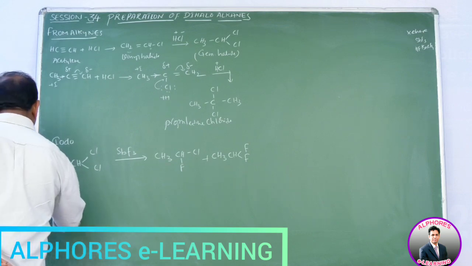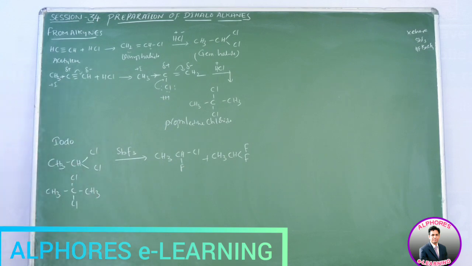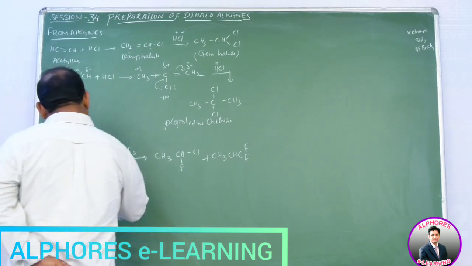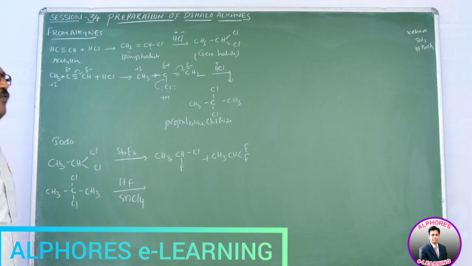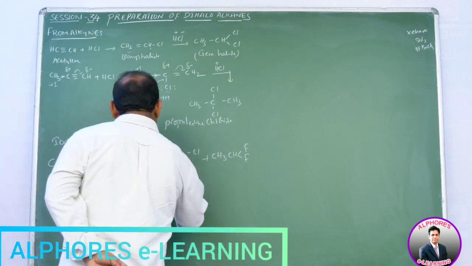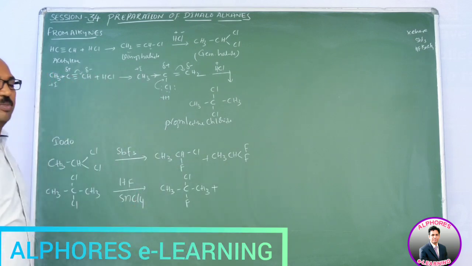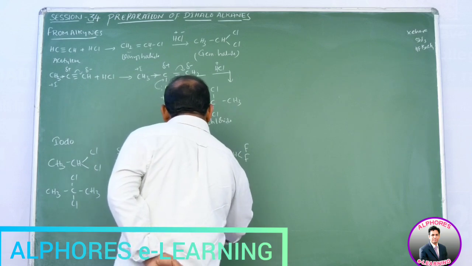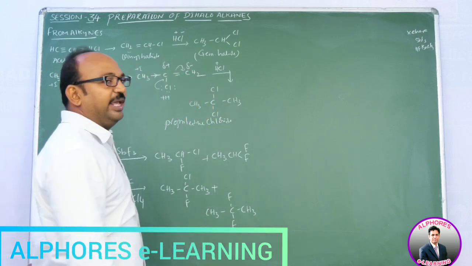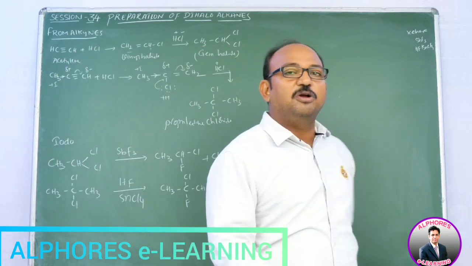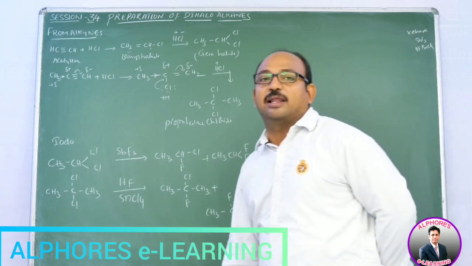Similarly, if you want to prepare 2,2-difluoropropane from propylidene chloride, in such a case again we have to use either SbF3 or HF in SnCl4. Then we are getting CH3CClFCH3. In the first case, one of the Cl will be displaced by fluorine, and both the chlorine atoms will be displaced by fluorine atoms. So a mixture of products you are getting, not a single product. This is a method of preparation of gem dihalides from alkynes.